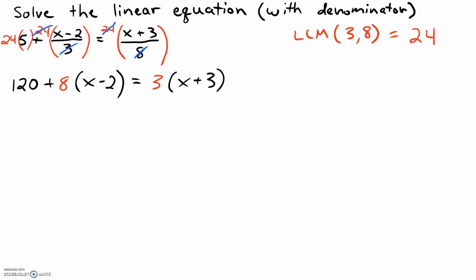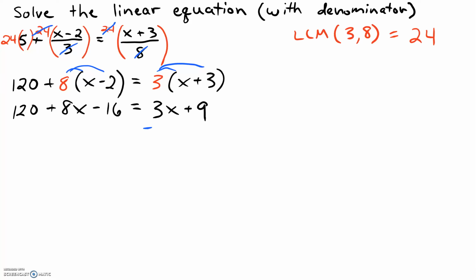So again, the next step would be to distribute. We're going to distribute the 8 and distribute the 3. And now we don't have any denominators, so we can just worry about solving this problem the way we solved the previous problems, getting the variable to one side, isolated, and that'll be our answer. So when we distribute, bring down the 120, we have 8 times x, which is 8x. 8 times negative 2 is going to be minus 16. 3 times x is going to give us 3x, and 3 times 3 is going to give us 9.